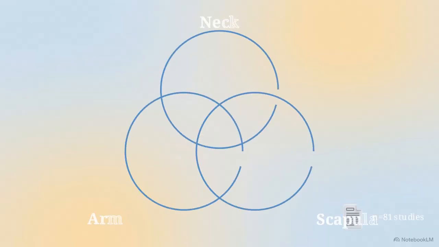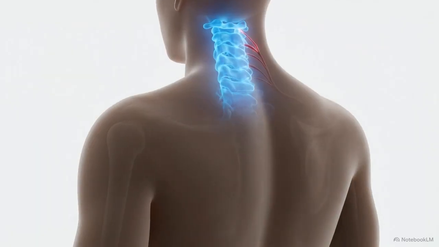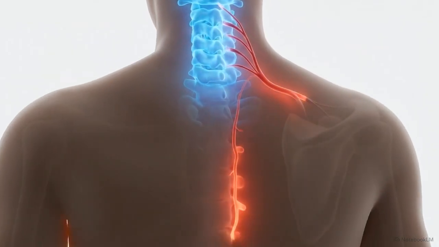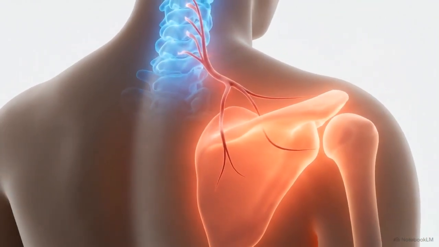The 2025 review also examined how these regional symptoms combine. Isolated arm or neck pain is incredibly rare. The vast majority of cases present as a multi-region pattern: neck and arm, neck and scapula, or all three together. The data proves scapular pain is not a rare anomaly. It is a core, primary characteristic of cervical nerve root compression.